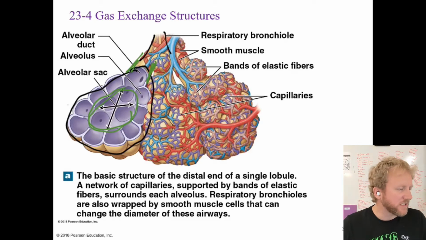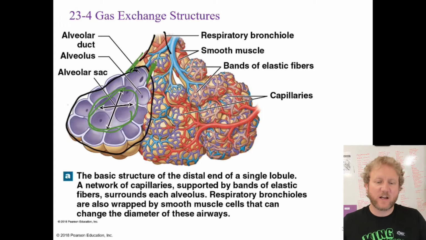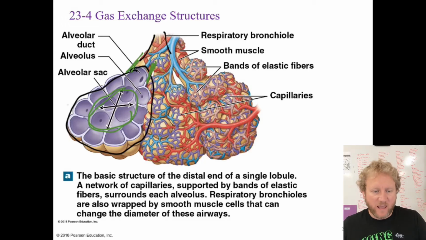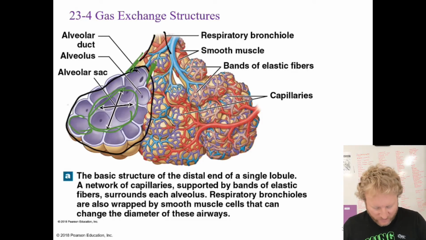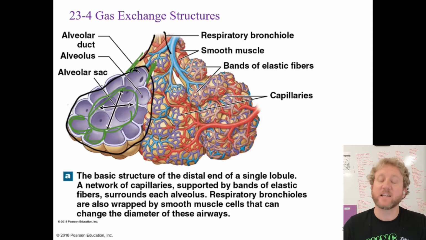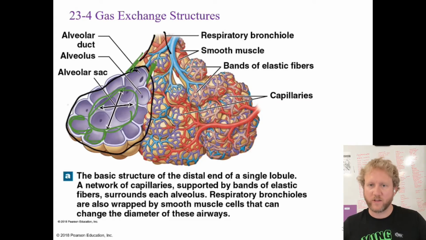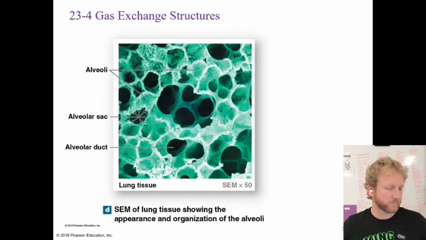And the alveolar sac comprises a series of alveoli. Now the singular is alveolus, so that's what these little bubble-shaped looking things right here are. And each one of those sacs is surrounded by elastic fibers to help hold the sac open.